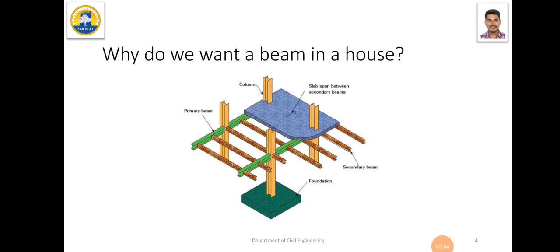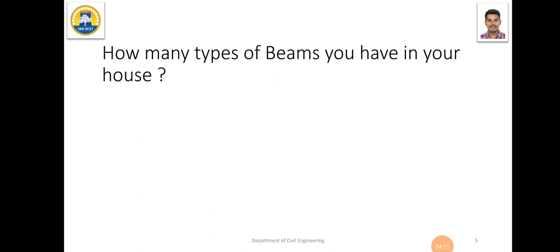That is very important. The beam should be adequate enough to carry the load and transmit it to the column. That is the main function of the beam, and that is why we want a beam in our house. If you don't have a beam, of course the load transfer mechanism will fail, and your structure may have a lesser lifespan. So the beam is a primary important element in your house.